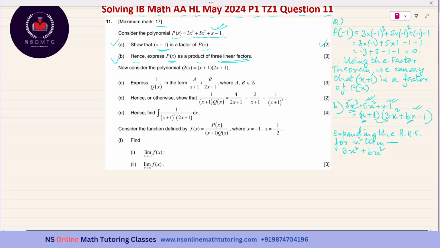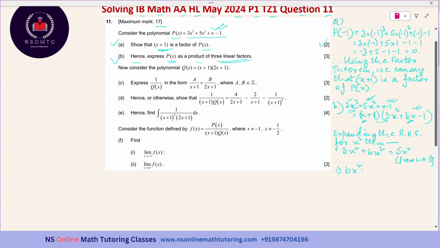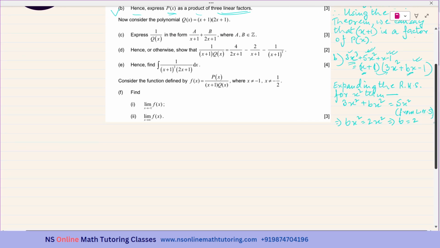should be equal to 5x squared from LHS. Okay. So bx squared equal to 5x squared minus 3x squared, which is equal to 2x squared, which gives us the b value as 2. Okay. So I can write the quadratic expression as 3x squared plus 2x minus 1.